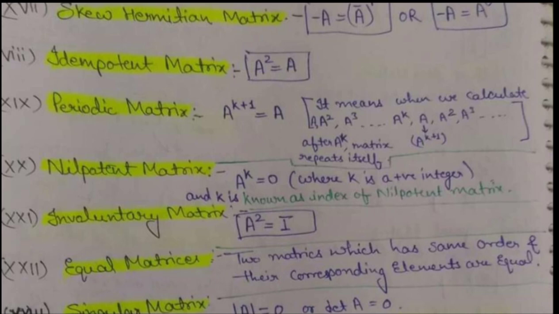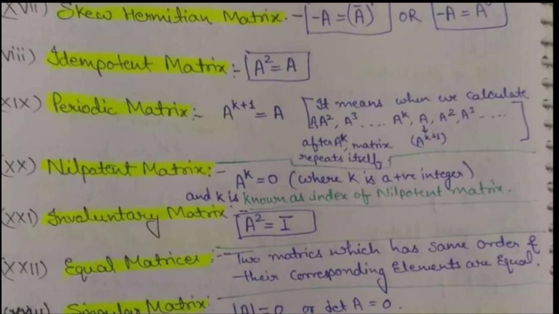Okay. Next, nilpotent matrix. If after multiplying a matrix with itself a fixed number of times, you are getting all the elements of that matrix equal to 0, then you can say that that matrix is a nilpotent matrix. Clear? So that's how you can consider it easily. And guys, in this case the power that has been taken as k will be a positive integer.